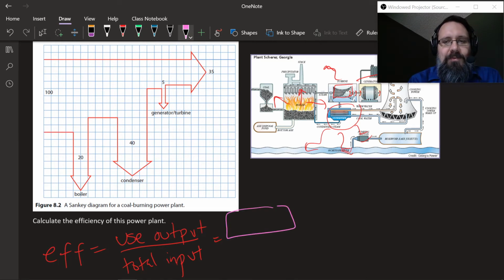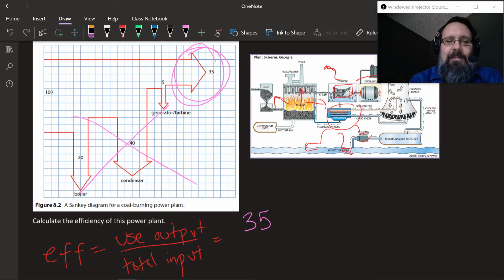Tell me what to put for the useful output. 0.35 or something like that. Yeah, let's calculate it. So what's the useful output? What do I plug in here? 35. That's our useful output. The rest of this is getting wasted. Like that's literally being lost. So only 35 is going out to the electric grid.